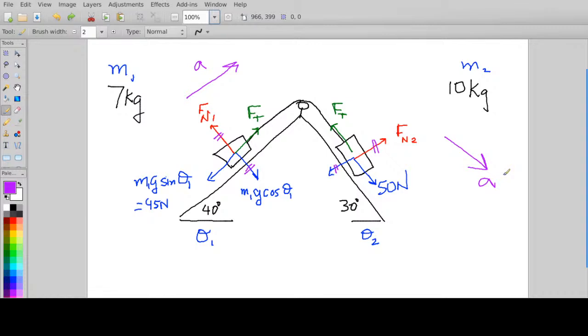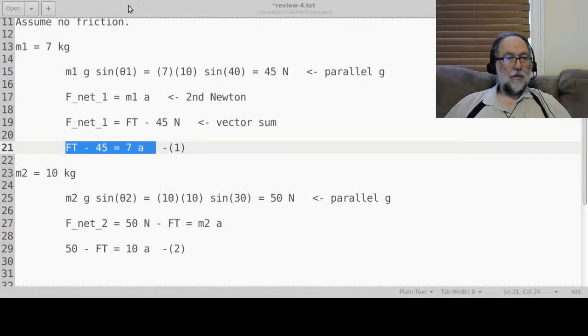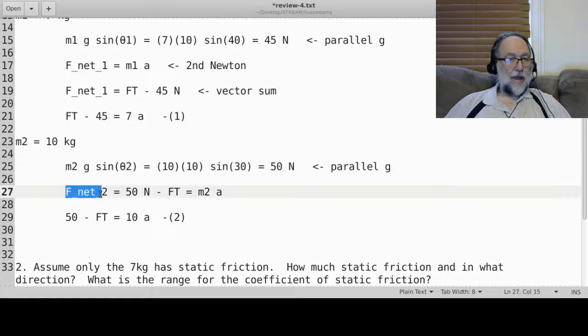Okay, and actually this is kind of nice because it tells you something about how big Ft has to be. Ft has to be bigger than 45 so that the 7 kilogram accelerates uphill, and it has to be less than the 50, otherwise the 10 kilogram would not accelerate downhill. We'll see that when we get to the end. Okay, but for now, F net for the second box here has to be 50 newtons minus the Ft. All right, so let's switch back here. And you can see that I wrote that F net for box number 2 is going to be the 50 newtons downhill minus Ft uphill. Okay, and that's got to equal ma, or m2a.